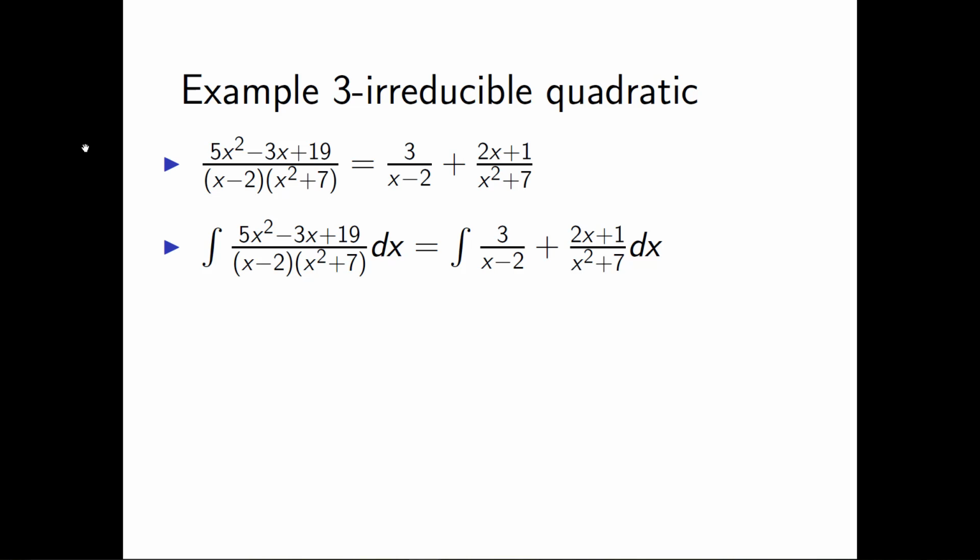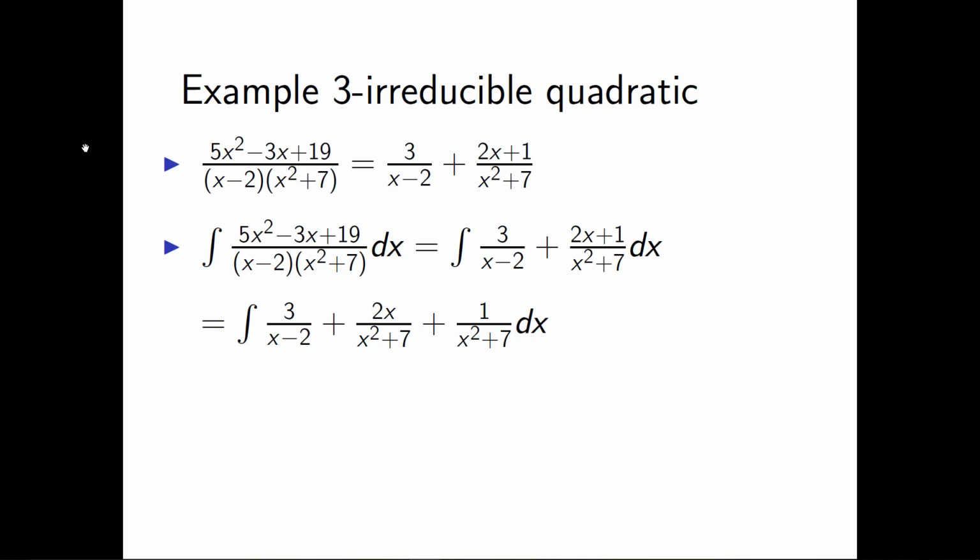Okay, so if we integrate the left-hand side, we can integrate the right-hand side. The 3 over (x − 2) is a pretty straightforward integral, but it's a little hard on the right here. So actually, let's just break this fraction one more time. We still have the 3 over (x − 2), but we'll break apart the 2x over (x squared + 7) and the 1 over (x squared + 7).